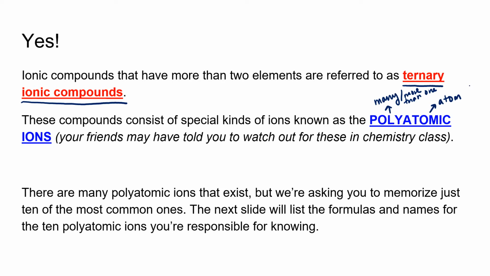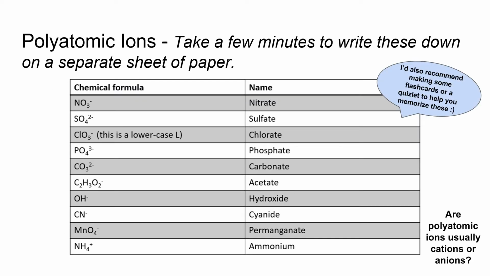There are a lot of different polyatomic ions that exist, but in this class, we're only asking you to memorize 10 of the most common ones, and those are the 10 that we look at next. So here is a list of 10 of the more common polyatomic ions. I want you to go ahead and take a few minutes to write these down on a separate piece of paper. You can pause the video here. I would also recommend maybe making flashcards or a Quizlet for these because you are responsible for knowing the formula for these 10 polyatomic ions as well as the name for each of these polyatomic ions.